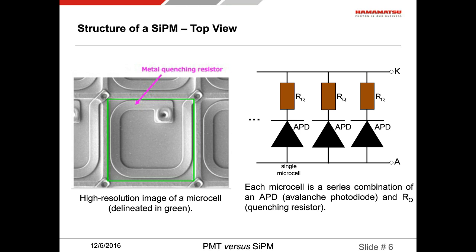In Geiger mode, the avalanches do not quench by themselves. They have to be quenched externally, and this will be the role of the quenching resistor. On the left-hand side, we see a top view of one microcell. This wiggly structure is the quenching resistor, which sits on top of silicon oxide, an insulator, which insulates the APD structure below.